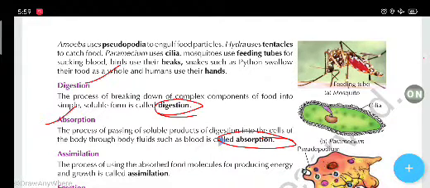But after absorption, that should be utilized by our body. Utilized by our body means the assimilation process. Assimilation is a further process after absorption. In this process, using the absorbed food molecules for producing energy and growth is called the assimilation process.